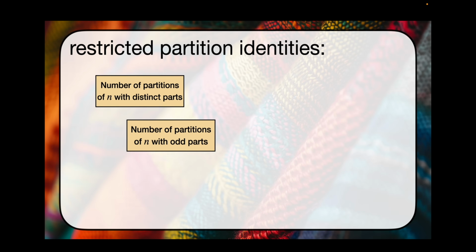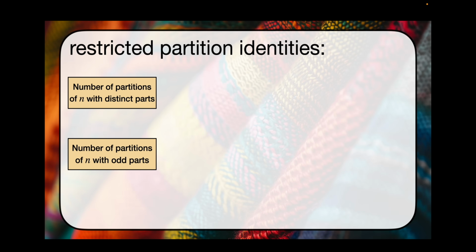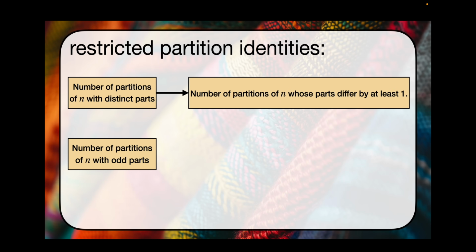And now here's where we want to reword these rules a little bit so that they can be generalized. Let's look at the number of partitions of n with distinct parts and observe that we could rewrite that condition as the number of partitions of n whose parts differ by at least 1. Implicitly, we have the number of partitions whose adjacent parts differ by at least 1, but we don't actually need the word adjacent because we've got our ordering of the partitions from greatest to least.